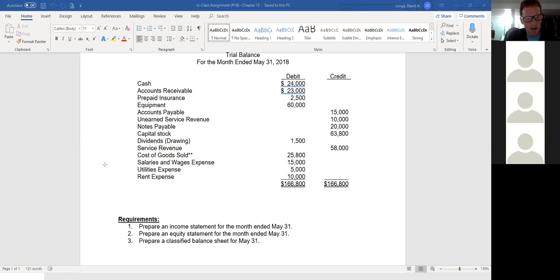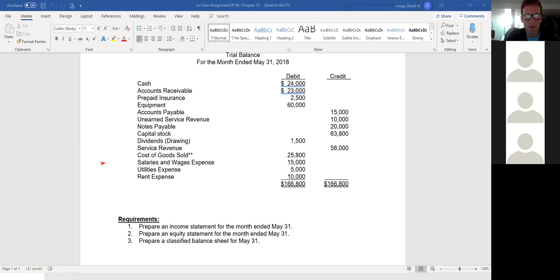And so I kept it in a nice little order here: cost of goods sold. It is just 25,800. What I meant to say here is that's actually an expense account, even though you don't see the word expense on it. And that might be kind of new for some of you. So cost of goods sold is essentially your inventory expense. Then you've got salaries expense, utilities expense, and rent expense. So I just listed three different operating expenses.